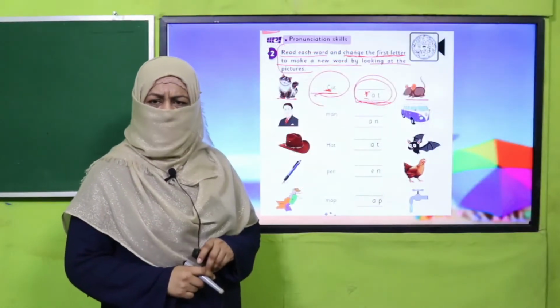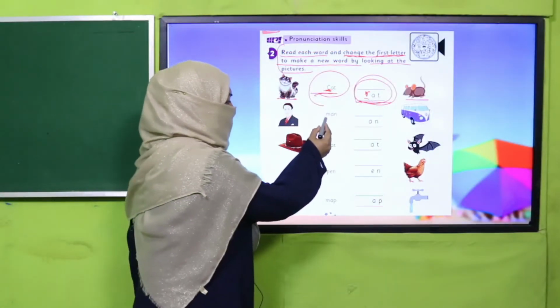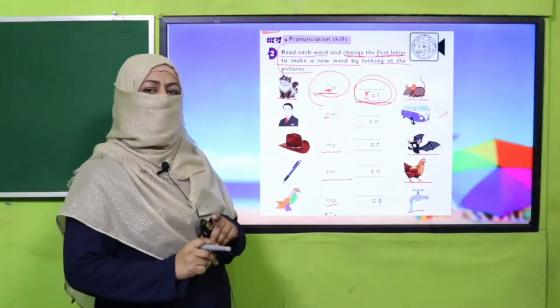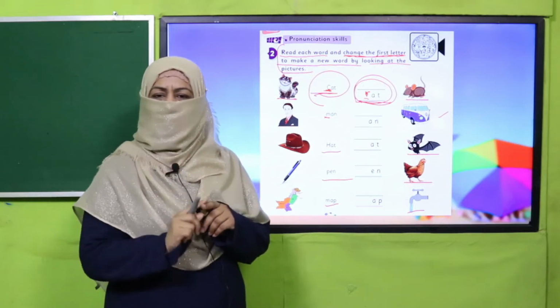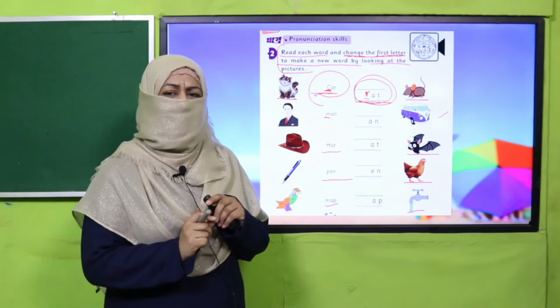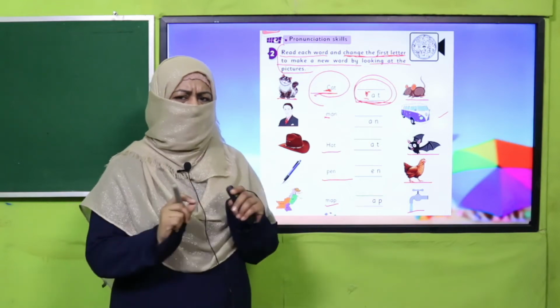Yes, my dear students, are you done with it? Good job. I hope all of you changed this initial sound M into V, and it was van, hat and bat, pen and hen, map and tap, right? Okay, so this is how we have practiced the initial sound, the first letter. By changing the first letter, we made new words which were rhyming words. So are you clear with the concept?